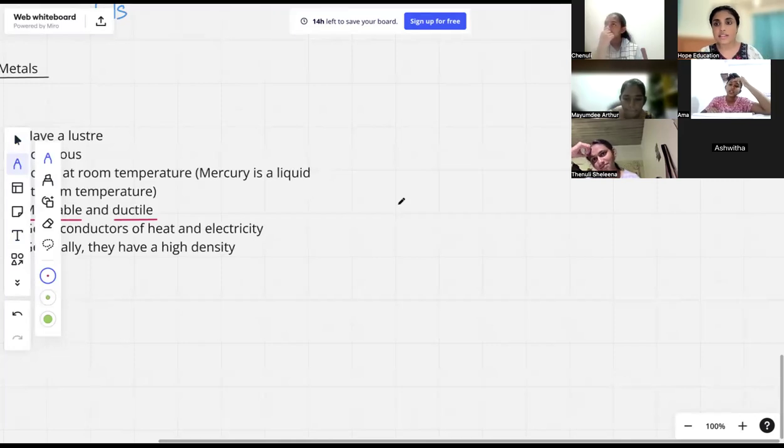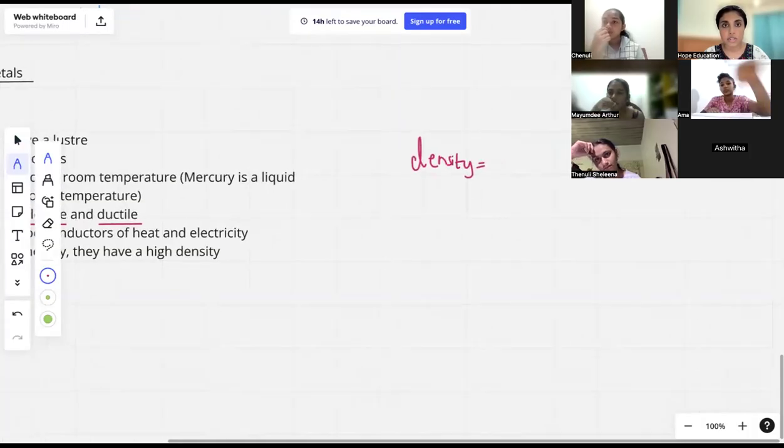What's the equation for density? Density equals mass over volume. Correct. Very good. Density equals mass over volume. Yes, I got the answer on the chat box as well. Both of you are correct. Density equals mass over volume.